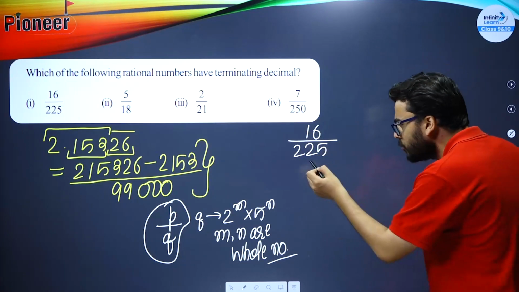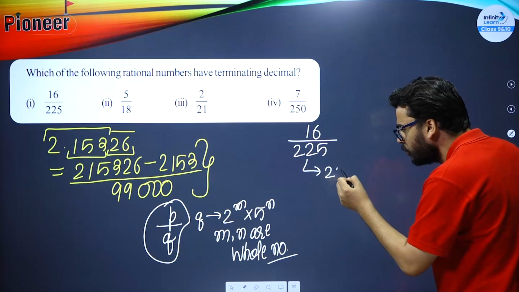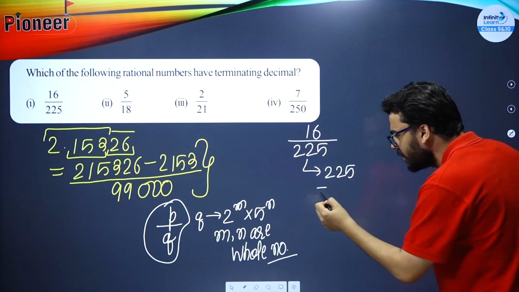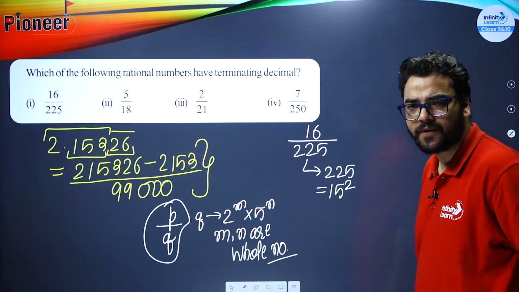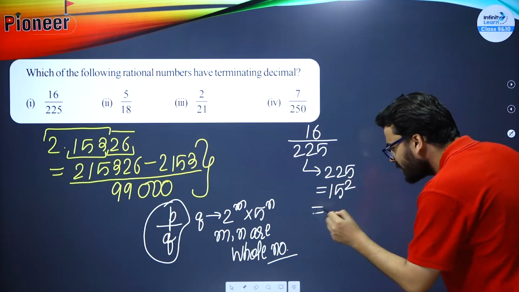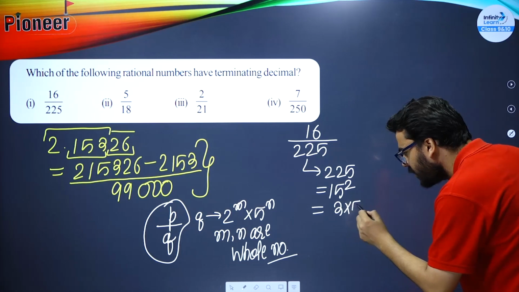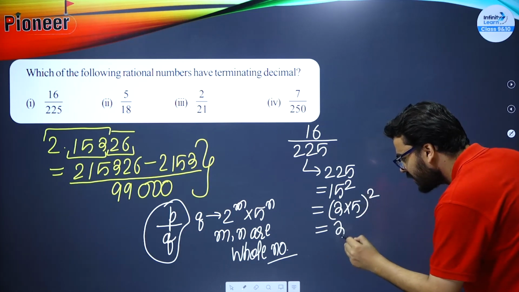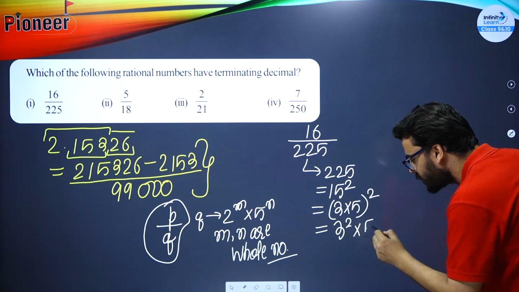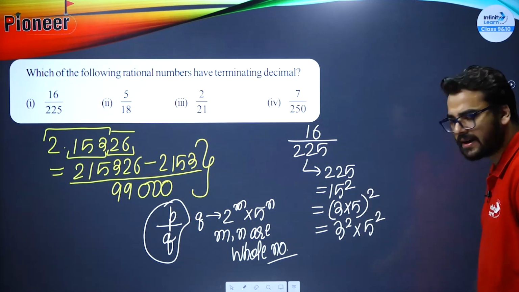So, now you can do the prime factorization of 225. What is 225 guys? 225 is 15 square only. 15 square is nothing but 3 into 5 the whole square. I hope this is clear. So, you see this is nothing but 3 square into 5 square.